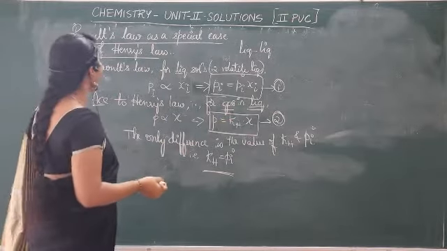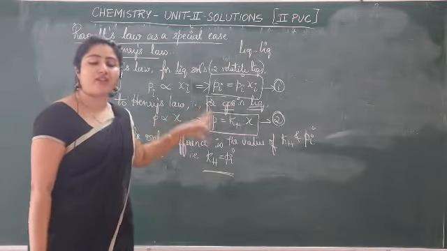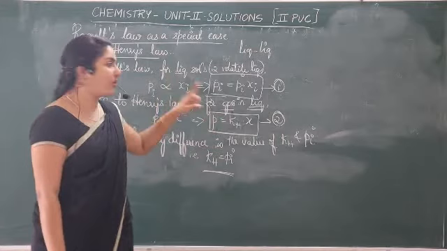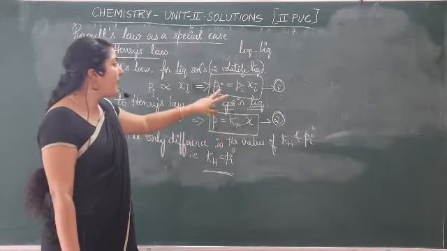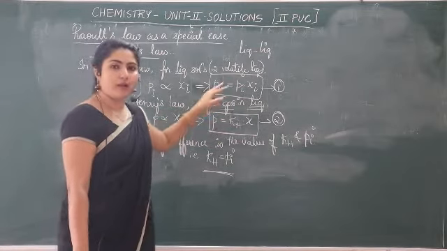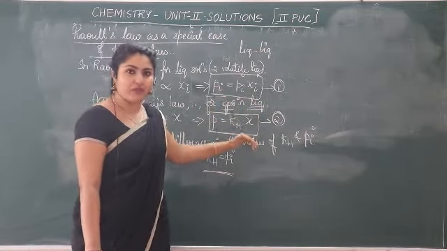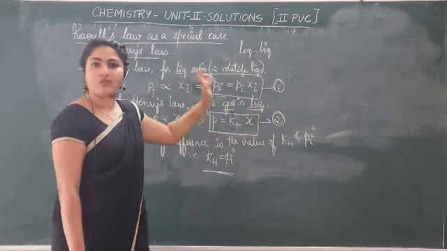That's it about Raoult's law being a special case of Henry's law, because in these two you do not find any difference. I have told you this is for liquid solution, and this is for gas and liquid solution. Here partial pressure is directly proportional to mole fraction. Even here also partial pressure is proportional to mole fraction. But here KH is equal to Pi naught, which is a special case.